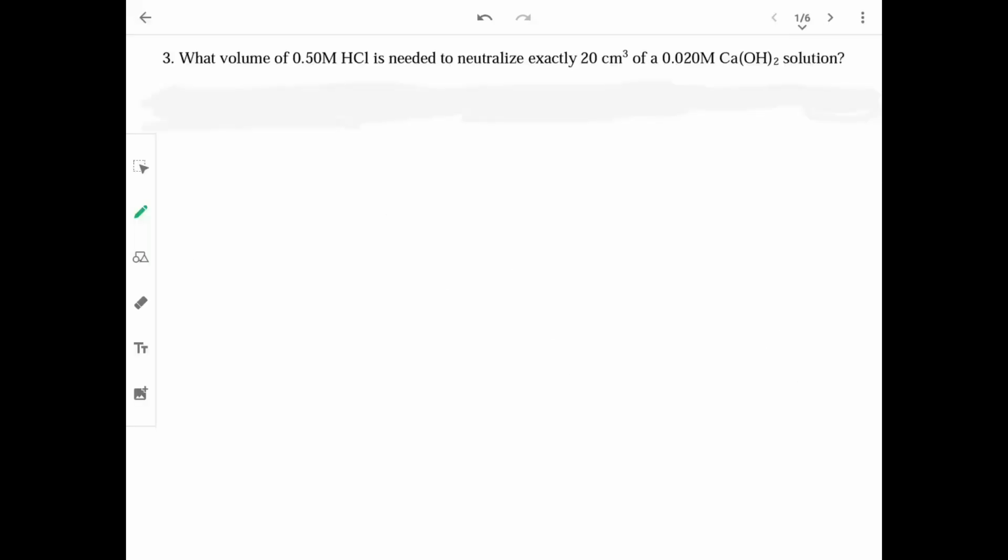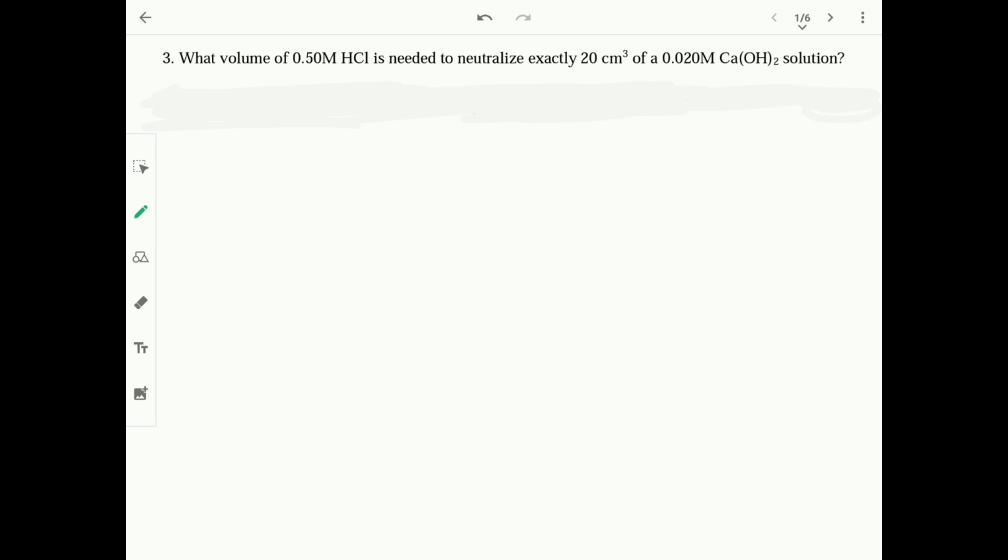Let's do number 3 now. What volume of 0.50 molar HCl is needed to neutralize exactly 20 centimeter cubed of a 0.020 molar Ca(OH)2 solution? I'll give you guys a few seconds and you guys can solve it. Okay, let's solve it together.